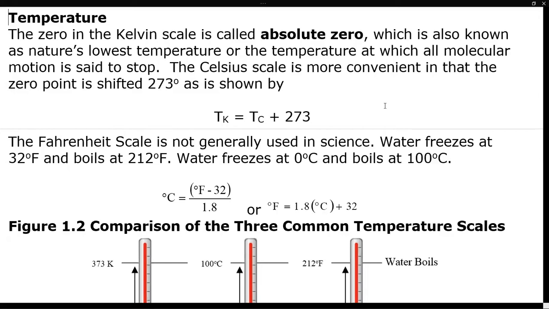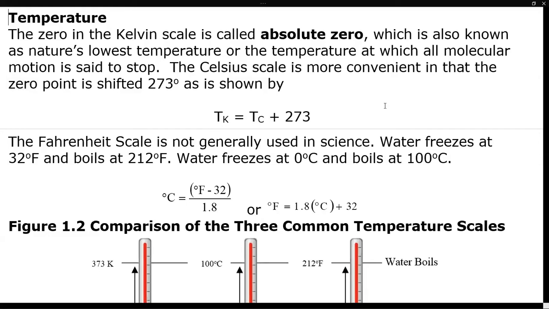The Fahrenheit scale, which is commonly used in the United States, is not used in science. For comparison, water freezes at 32 degrees Fahrenheit and boils at 212 degrees Fahrenheit, where water freezes at 0 and boils at 100 on the Celsius scale. We can interconvert the two.